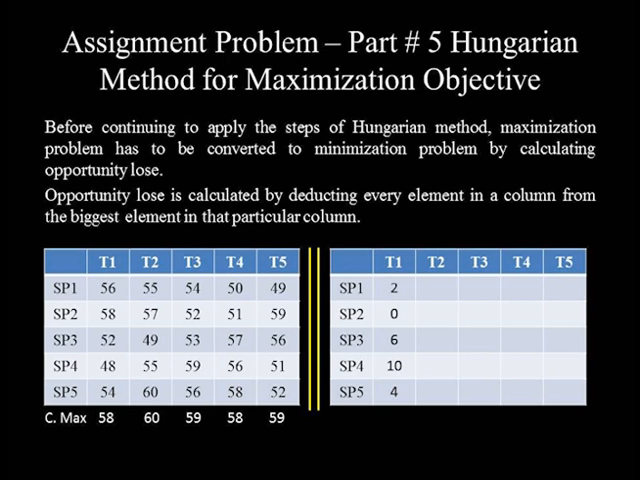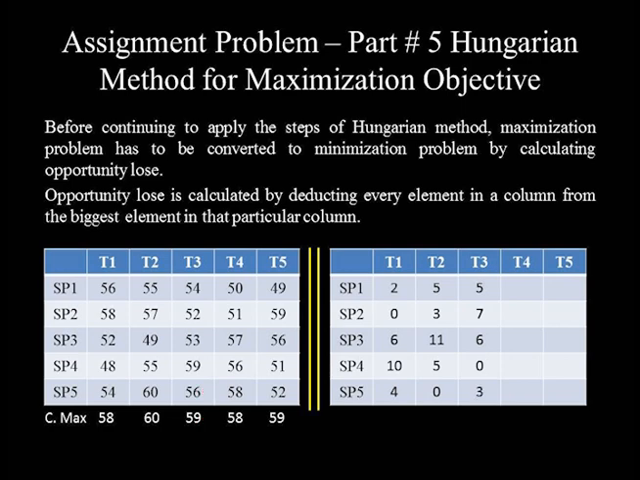In column 2, 60 minus 55 equal to 5, 60 minus 57 equal to 3, 60 minus 49 equal to 11, 60 minus 55 equal to 5, and 60 minus 60 gives us 0. In column 3, 59 minus 54 equal to 5, 59 minus 52 equal to 7, 59 minus 53 equal to 6, 59 minus 59 equal to 0, and 59 minus 56 give us 3.